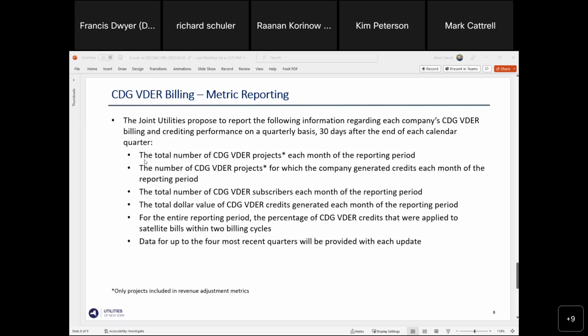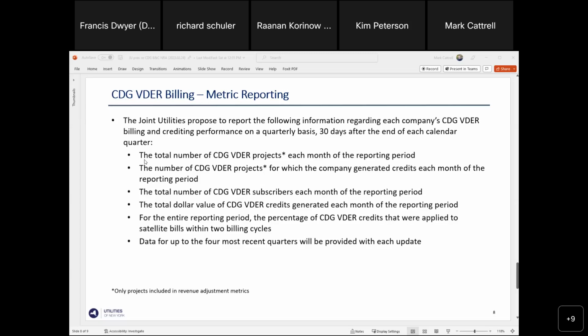This includes the number of CDG projects, i.e. hosts, that generate credit and that are included in the performance metric. We would also report the number of CDG projects for which the utility calculated credits. The difference between the first two would be the host for which the utility did not calculate credits. Third, the report would include the number of active enrolled CDG subscribers to those projects. And lastly, the total amount of value stack CDG credit generated by month.